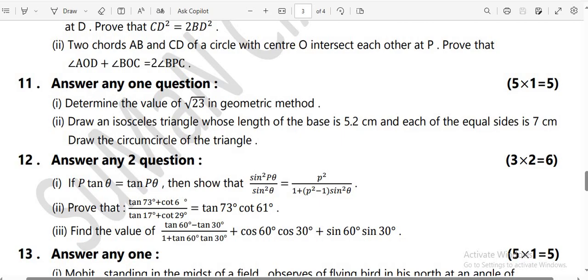Question number 3. Find the value of (tan 60 degree minus tan 30 degree) by (1 plus tan 60 degree tan 30 degree) plus cos 60 degree cos 30 degree plus sin 60 degree sin 30 degree.